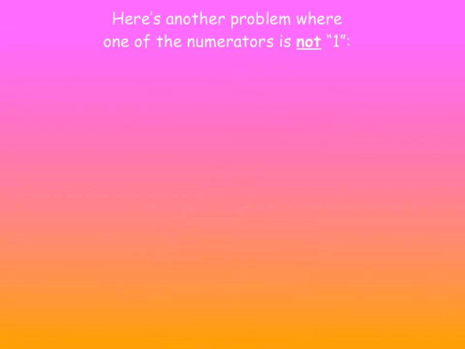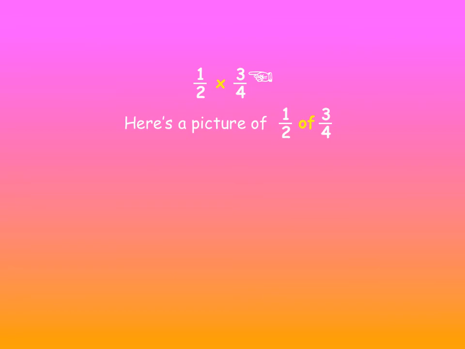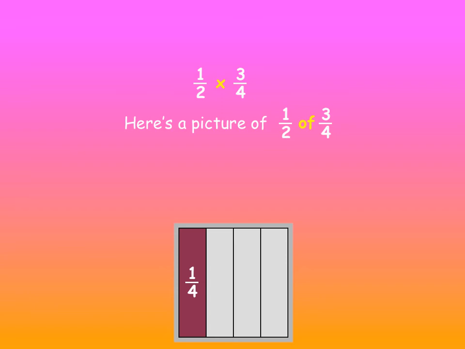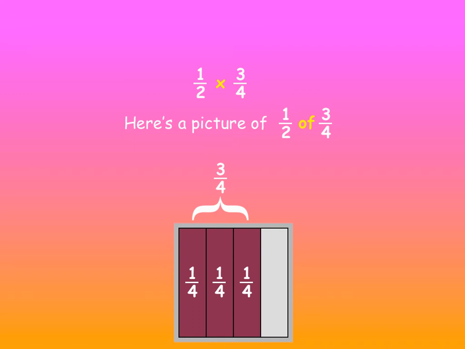Here's another problem where one of the numerators is not 1. So this time we have a 3 up there for our numerator. So here's a picture of 1/2 of 3/4. So here's 4 sections, and 1/4 is brown, another 1/4, that's 2/4 so far. We need one more. There we go, 3/4. Okay, we've got 3/4.